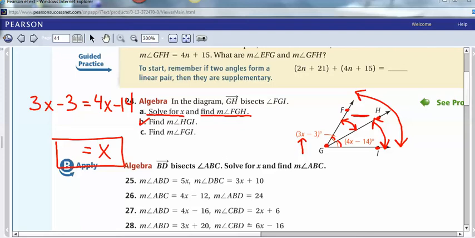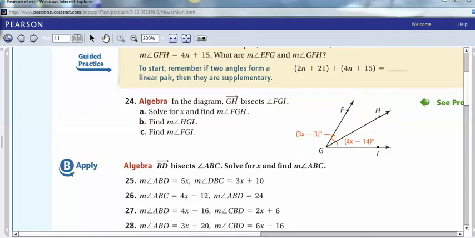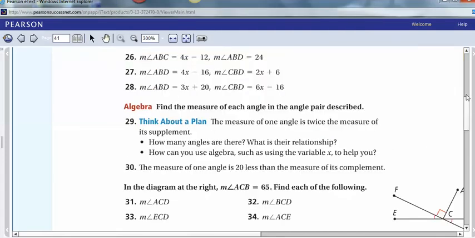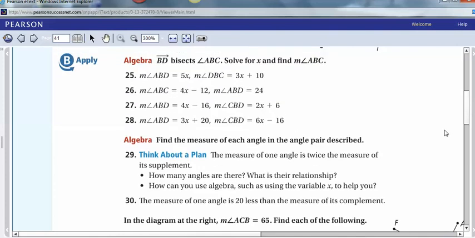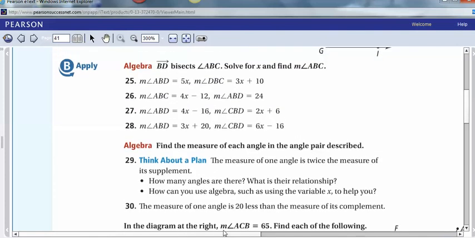Now, for problem 25, if you look at it, for 25 through 28, they don't give you a picture. They tell you that BD bisects angle ABC, solve for x, and find the measure of ABC for each of these 4 different problems. So what I highly recommend you do is draw the picture.